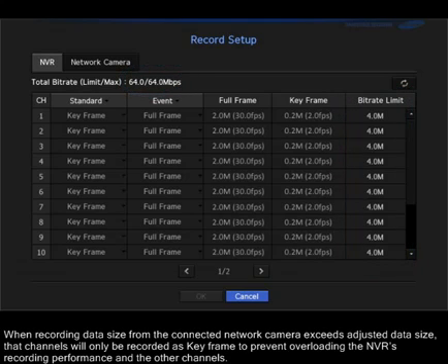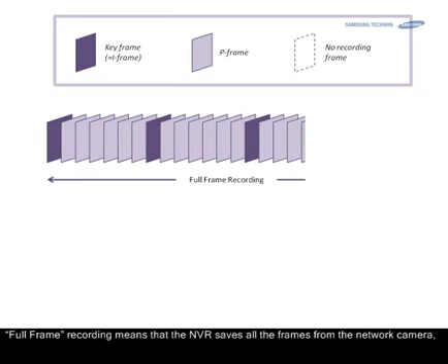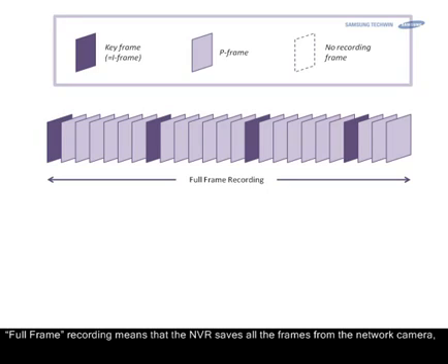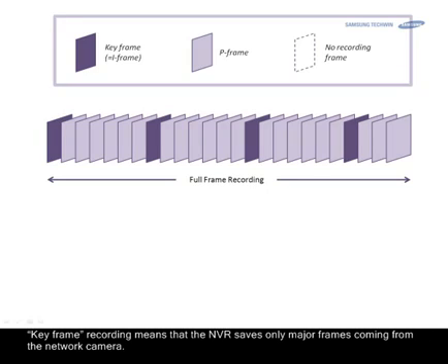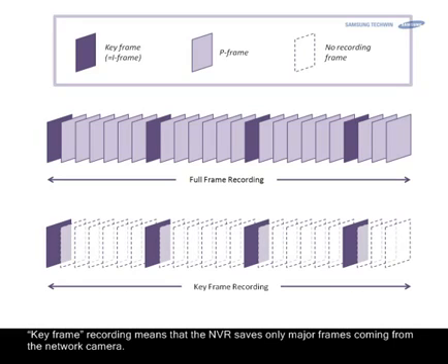When recording data size from a connected network camera exceeds the adjusted data size, that channel will only be recorded as a keyframe to prevent overloading of the NVR's recording performance and the other channels. Full frame recording means that the NVR saves all of the frames from the network camera. Keyframe recording means that the NVR only saves major frames coming from the network camera.